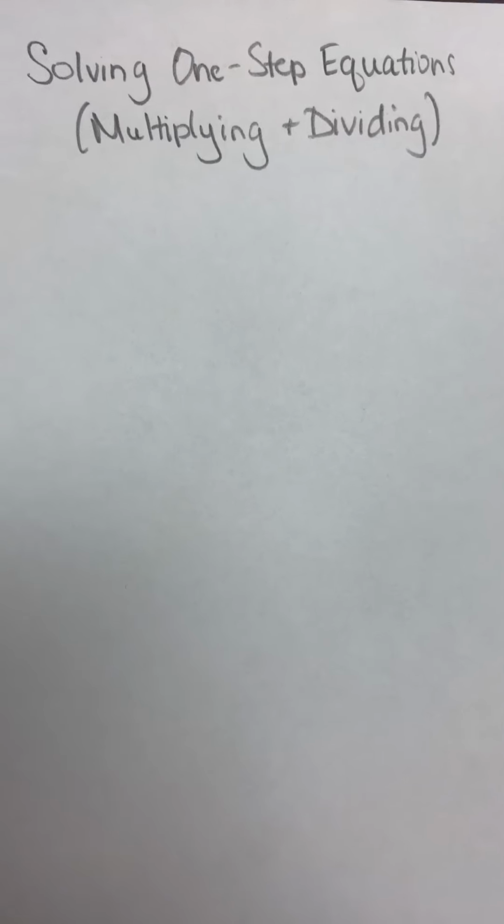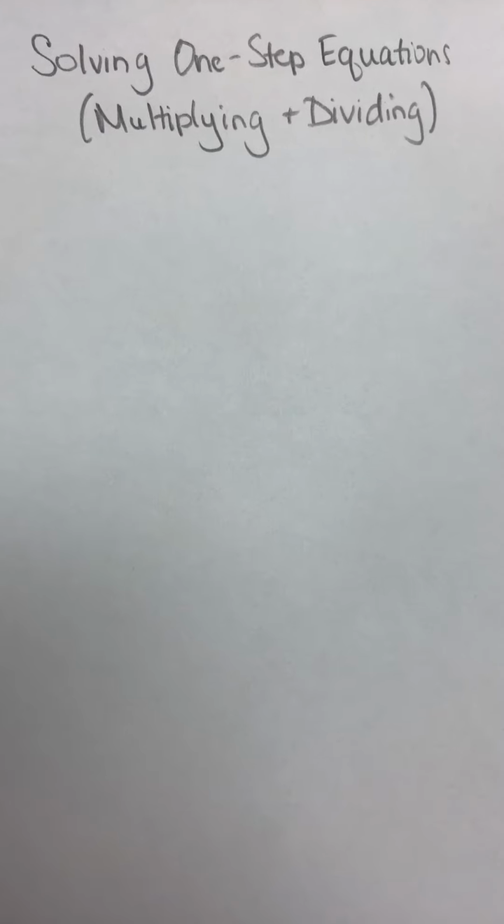In this quick video, I'm going to explain to you how to solve one-step equations by using multiplying and dividing. Remember that in order to solve our one-step equations, we have to use the inverse operation. The inverse operation of multiplying is dividing, and the inverse operation of division is multiplication. Just like in the last lesson, we had addition and subtraction. So multiplying and dividing are inverse operations.